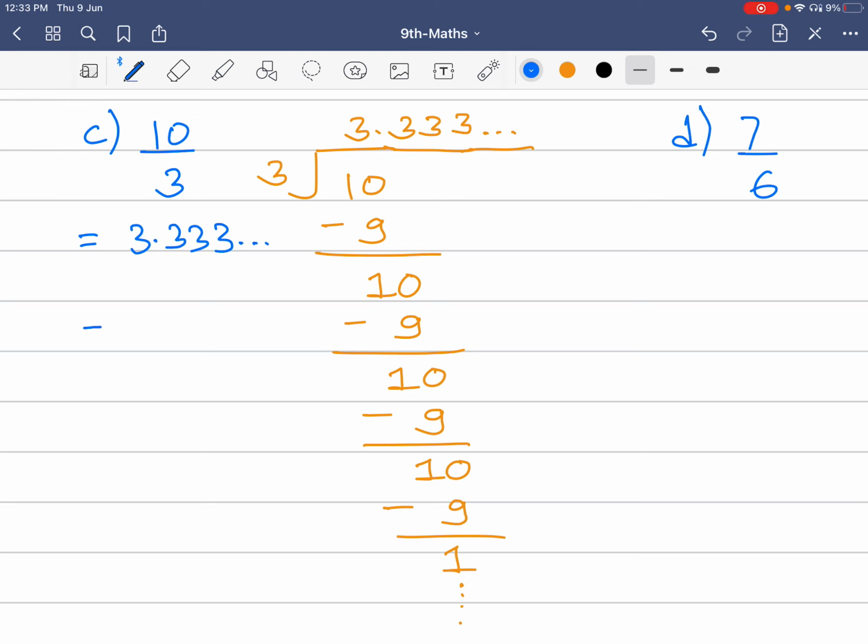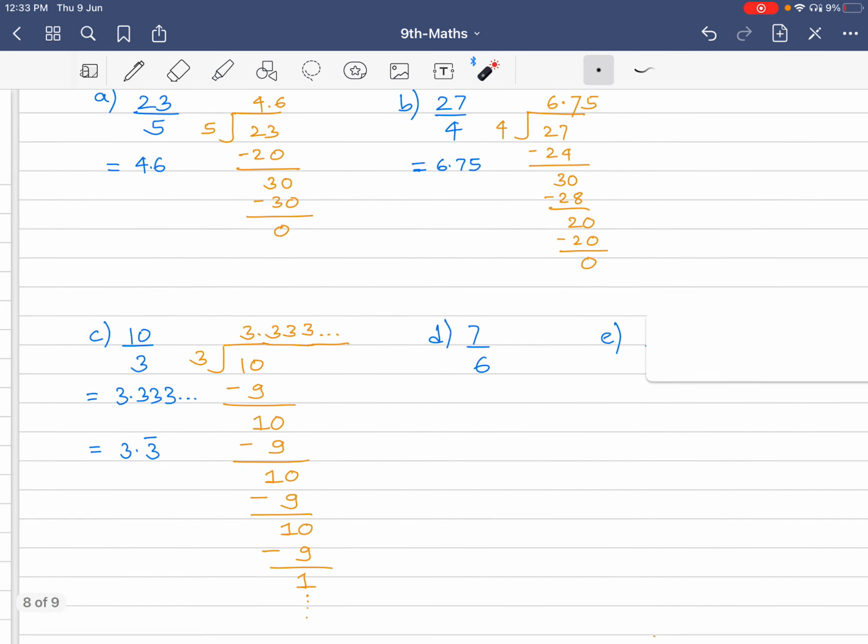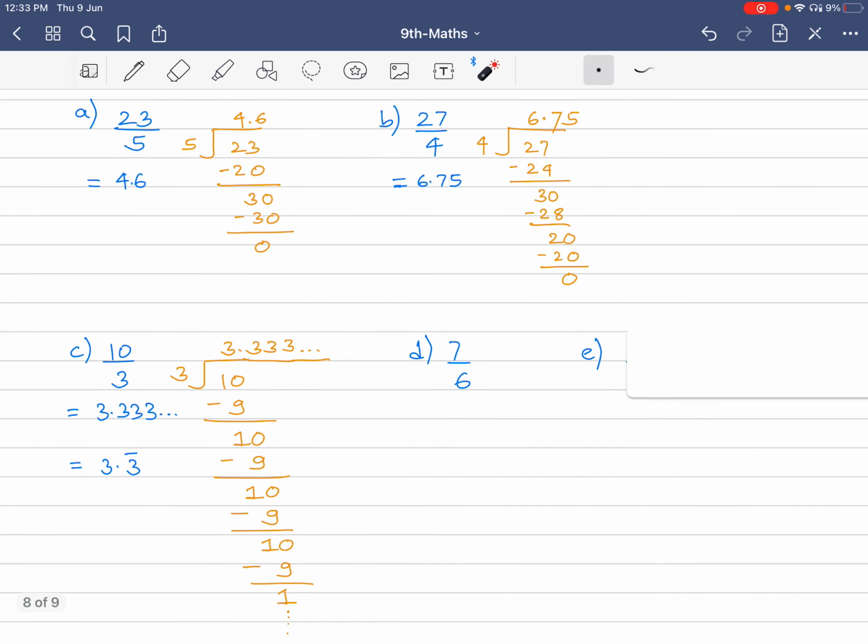And there is a way to represent this. It is written as 3.3 with a bar above it. This bar indicates that the digit 3 is repeated infinitely to the right hand side. So 10 by 3 can be represented as 3.3 bar. This is the decimal representation of this rational number. It is different from this decimal representation. Here there is no bar because the division is terminating and we have a finite number of digits to the right hand side of the decimal point.